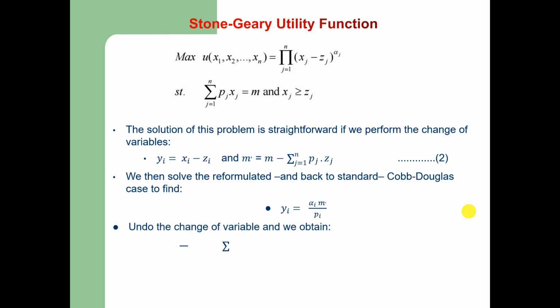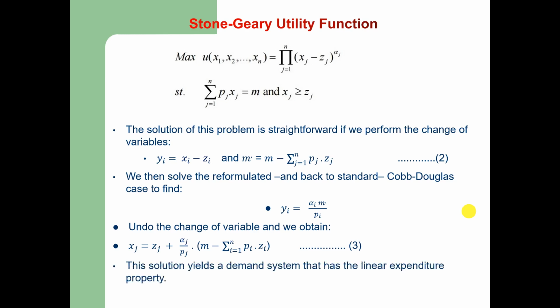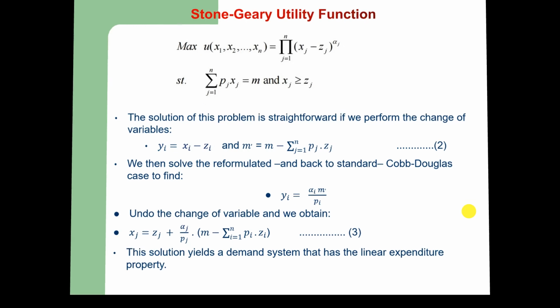Now, if we undo the change of variable, then we obtain that xj is equal to zj plus alpha j divided by pj times (m minus summation i varies from 1 to n pi zi). So this is how we can derive the demand function from the Stone-Geary utility function. This solution yields a demand system which has the linear expenditure property.